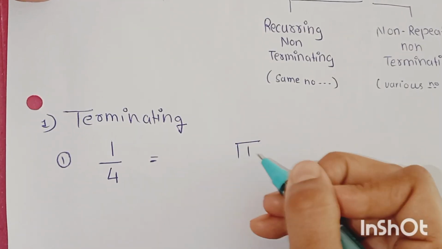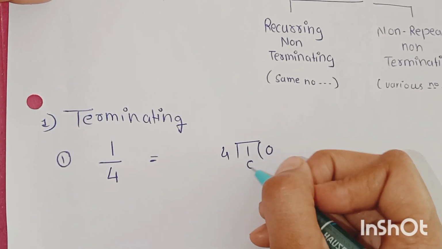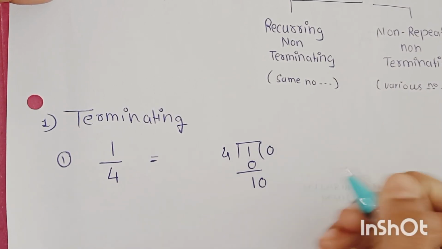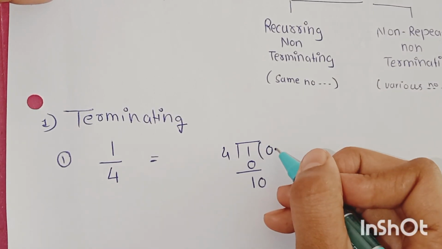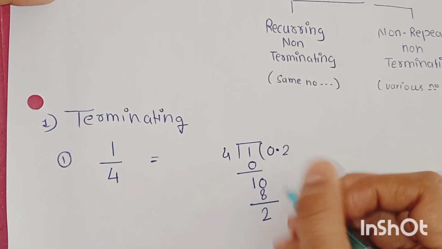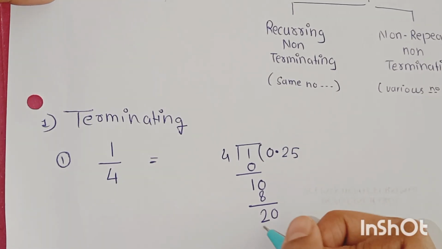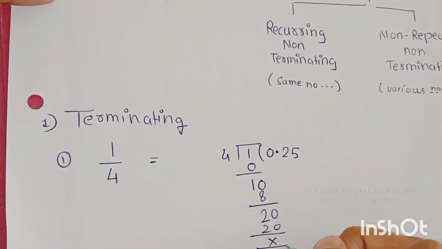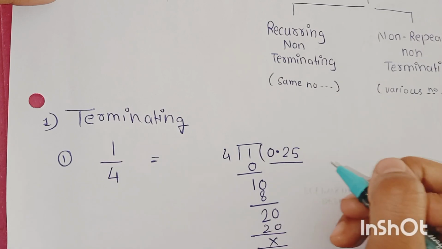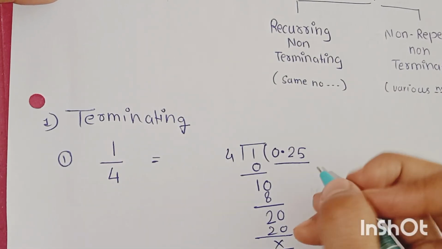So let's start with the terminating one. First example, 1 upon 4. 4 ones are 4, 1 is there, 4 zeros are 0, 1 becomes 10, 4 twos are 8, 2 is the remainder, 0 comes and 4 fives are 20. Thus we are successfully done with the division of 1 upon 4 and we got 0.25, which is nothing but equal to 1 upon 4.